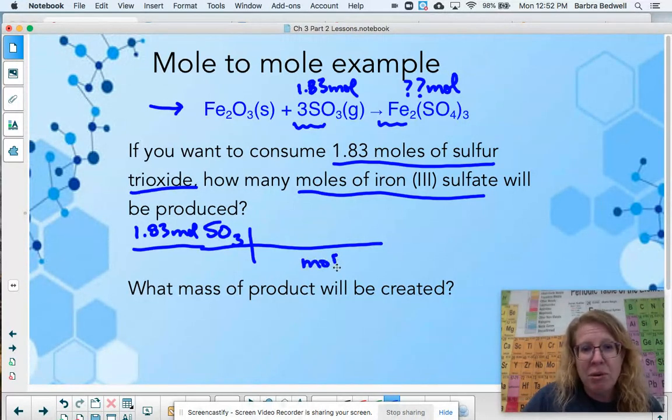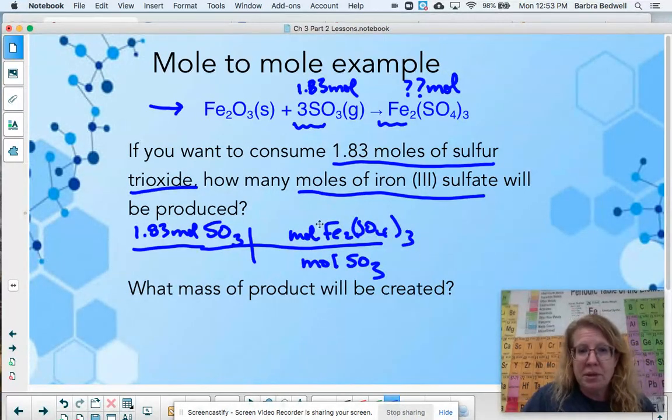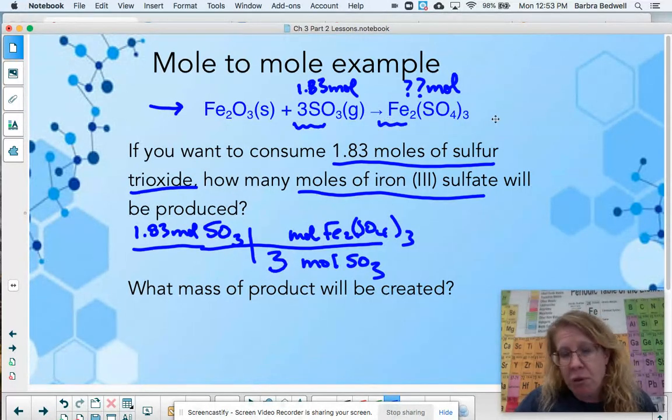Moles of SO3 go on the bottom. Why? Again, we always cancel our units. And we're going to convert to moles of Fe2(SO4)3. Those are our two things, the input and the output. And then I just use my recipe. Well, 3 moles of sulfur trioxide will make 1 mole of Fe2(SO4)3.